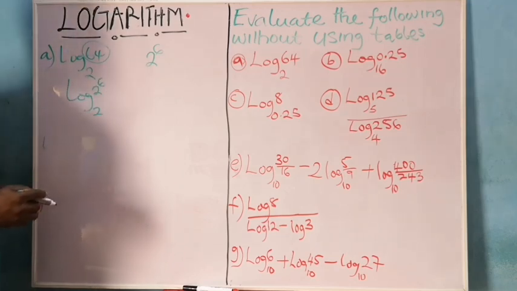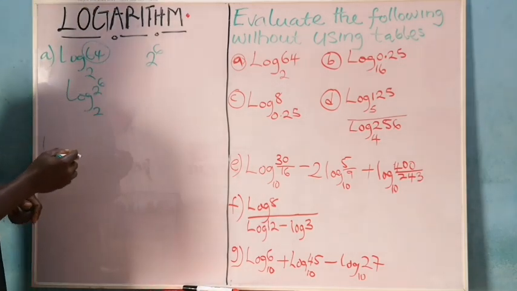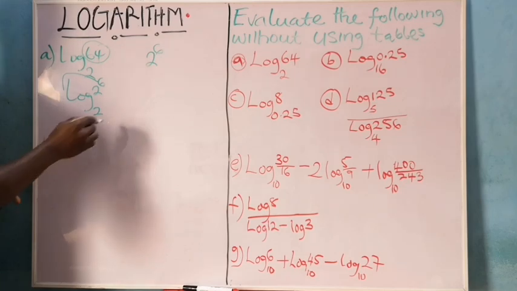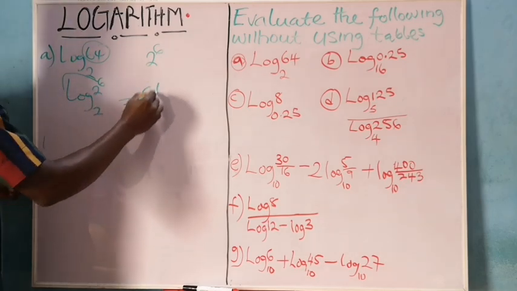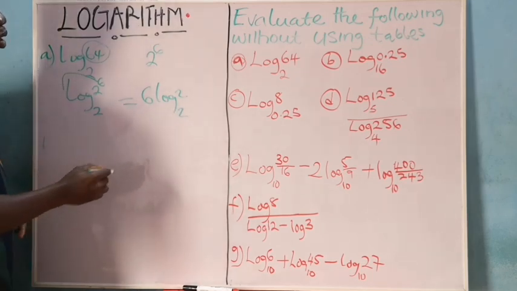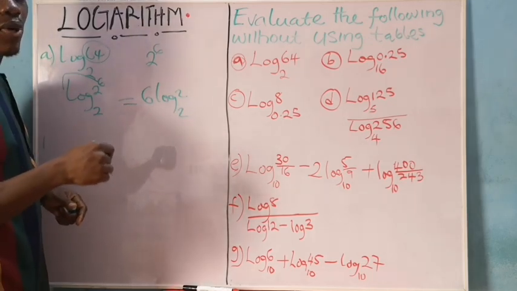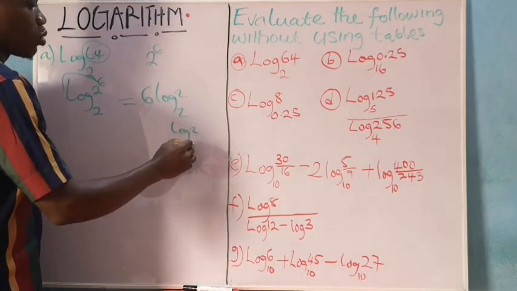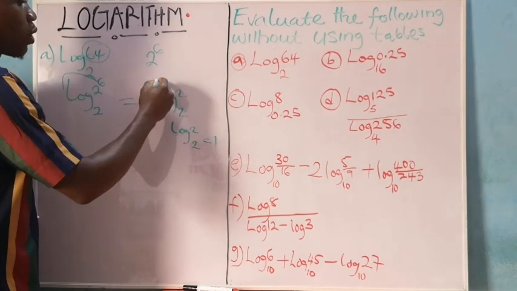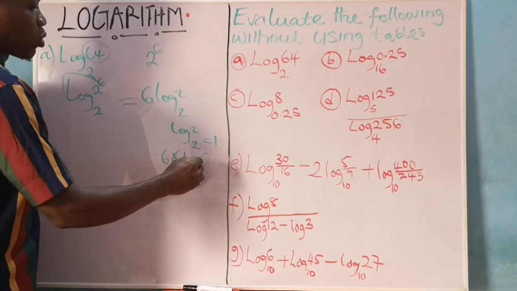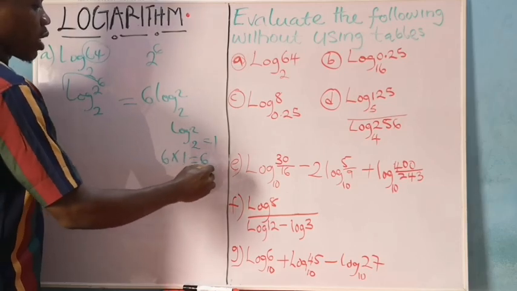Over here we are going to use the power law, which states that if we have a log of a number to a particular power, the power will now come here as a multiplier, so that we now have 6 log 2 to base 2. And we know that the log of a number to its own base is equal to 1, so that log 2 to base 2 will be 1. So everything here is now equal to 1. We now have 6 times 1 is equal to 6. So that is the answer.